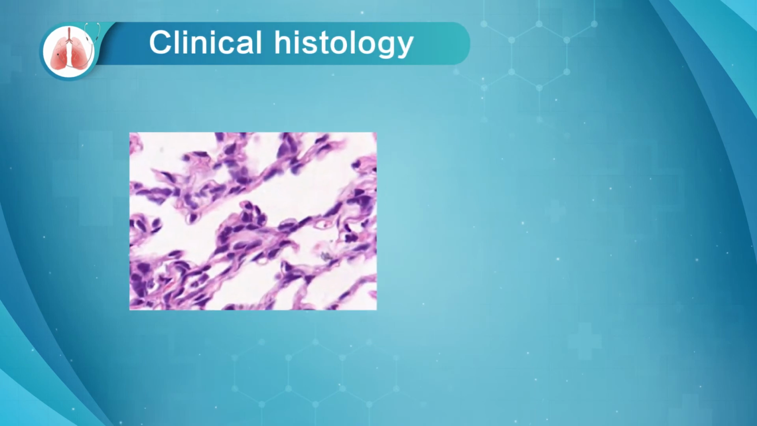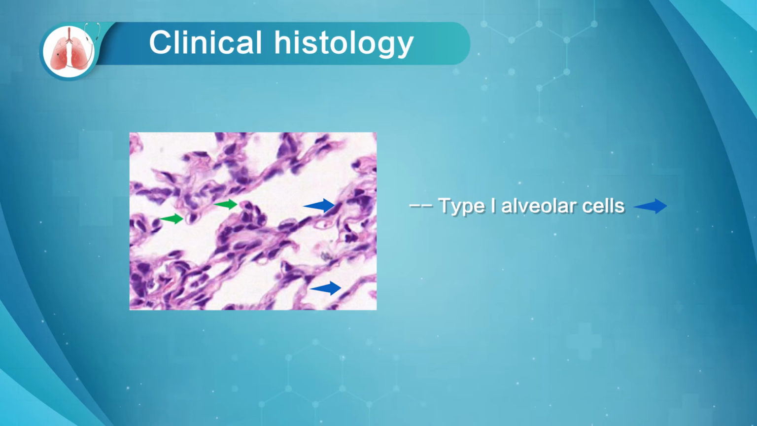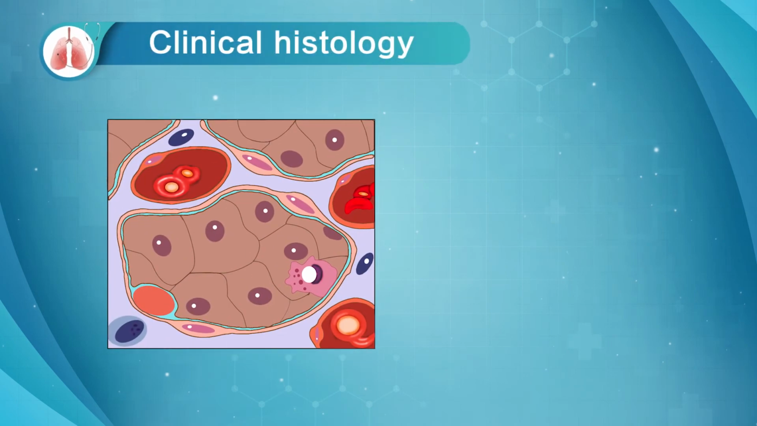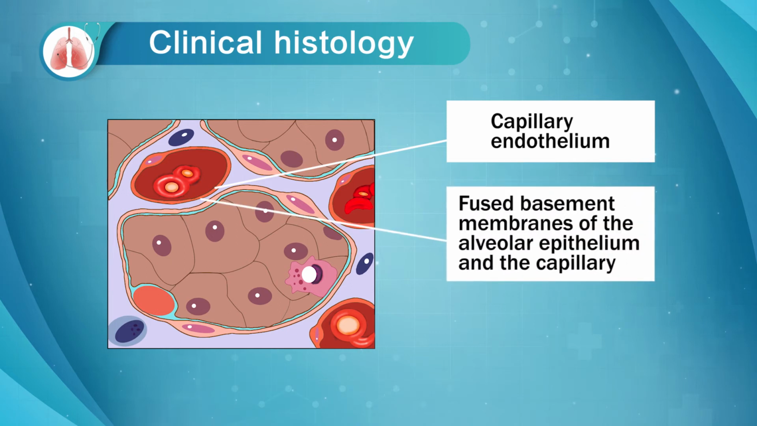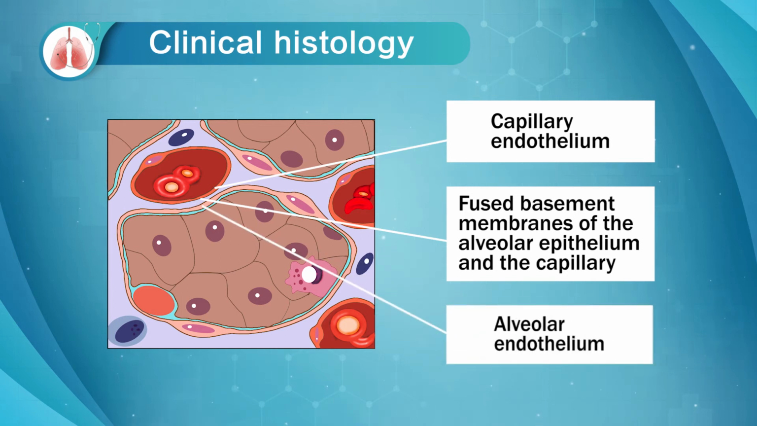This slide shows the structure of the alveolus under light microscope. The blue arrow refers to type 1 alveolar cells, and the green arrow indicates type 2 alveolar cells. Then, let's take a look at the connective tissue underneath the alveolar epithelium, which we call the alveolar septum. It contains an extensive capillary network wrapped around the alveoli. These capillaries are joined by loose connective tissues containing elastic and collagen fibers.